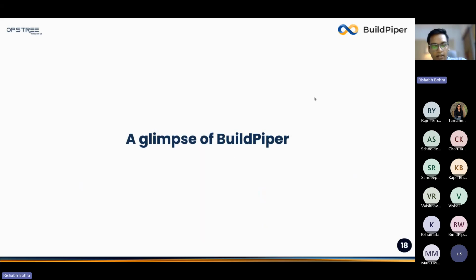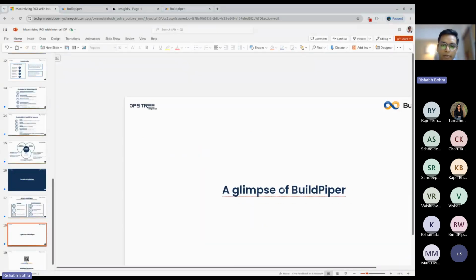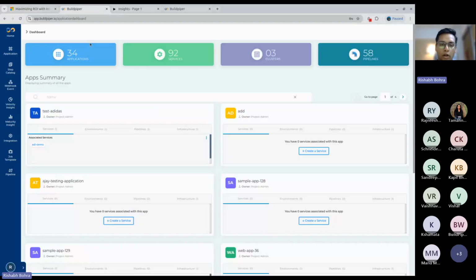So with this, let's come to a brief glimpse of BuildPiper, where I'll be walking you all through how BuildPiper looks and what the feature sets are, and how different personas benefit from it, essentially enhancing the ROI, the developer productivity, and the footprint in terms of the security and the compliance coverage that an organization ideally wants to achieve.